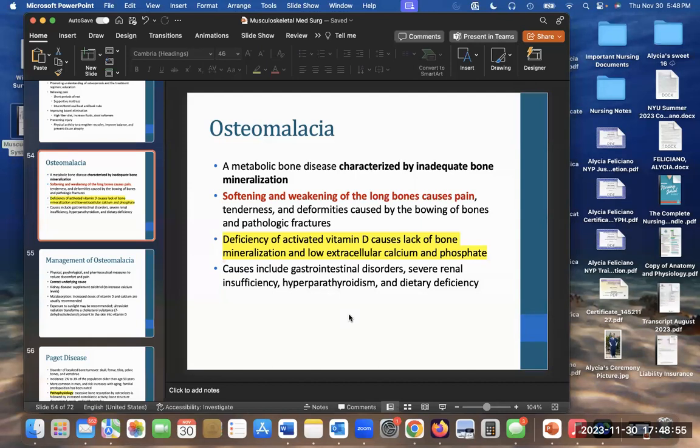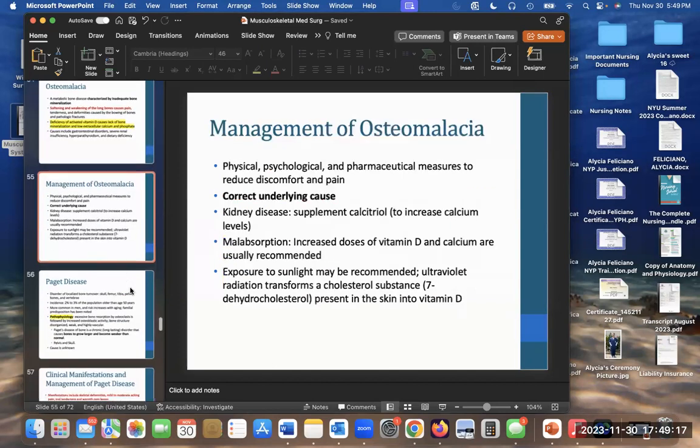And they can be caused by different things: gastrointestinal disorders, renal insufficiency, because all of these things play a role with absorption of calcium, right? If you have a problem with your GI tract, you might not be able to absorb calcium. If you have renal insufficiency, you might not be able to excrete calcium. If you have hyperparathyroidism, you might have too much calcium. And a dietary deficiency, right? Are they not intaking enough calcium?